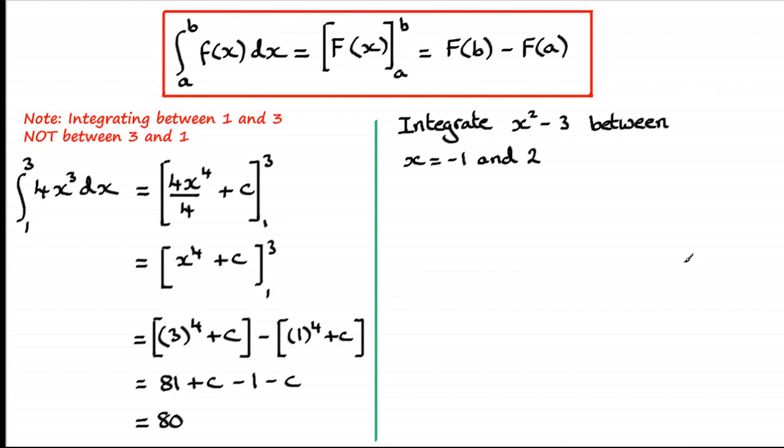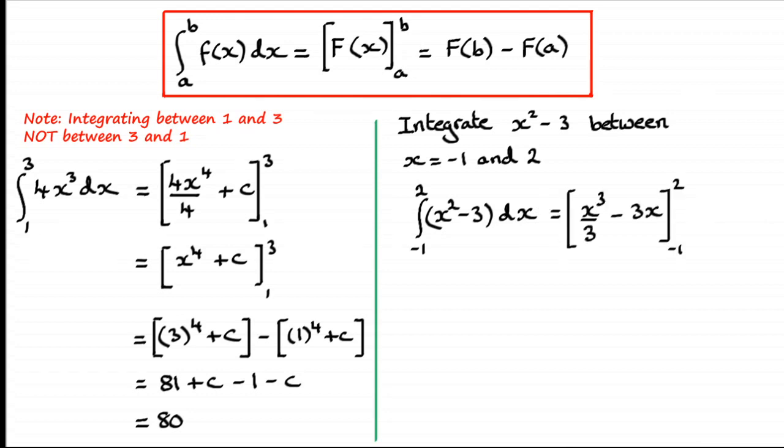Okay, so let's just see then how we do this. We set up the integral. Remember, we are integrating between -1 and 2, so the -1 goes at the bottom here. We've got a couple of terms here. Remember, make sure they're in a bracket. So we're integrating x squared minus 3 with respect to x. If you do that, you should get x cubed over 3, where we add 1 to the power and divide by the new power, and we'll end up with -3x. There's our limits, -1, 2.